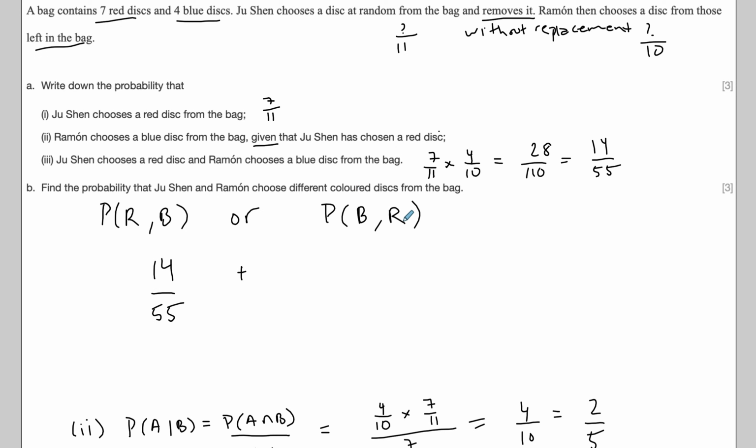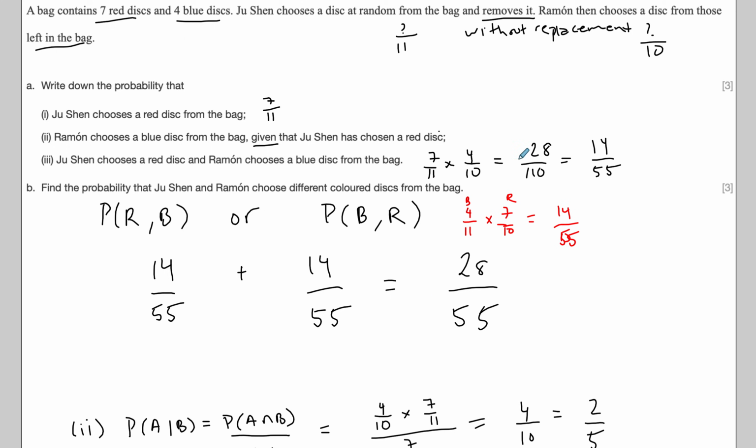And then you could do the same thing for blue and red. The probability of Jushan picking blue is 4 over 11, and then the probability of Raman picking red will be 7 over 10. So this is the blue, this is the red. If I multiply them, this will also give me 14 over 55. So actually I'm adding the same probability. Most of the time they'll end up being the same, especially if you're just swapping them. But you still have to do the calculations. So this will end up being 28 over 55.